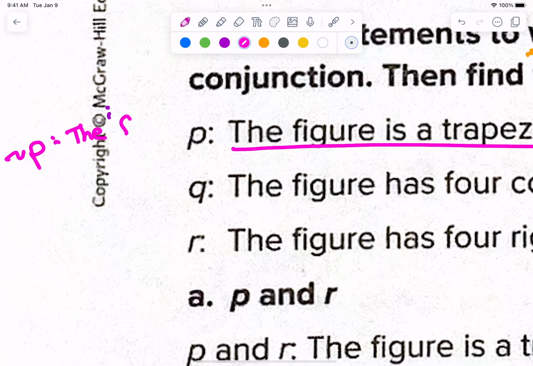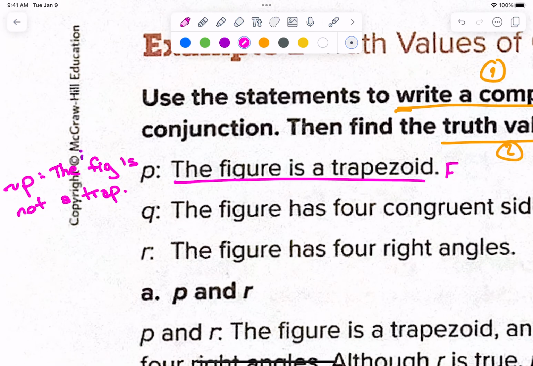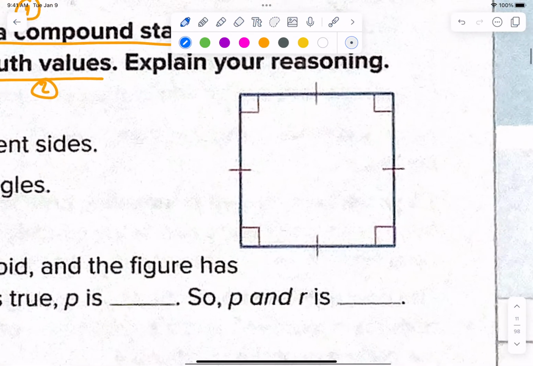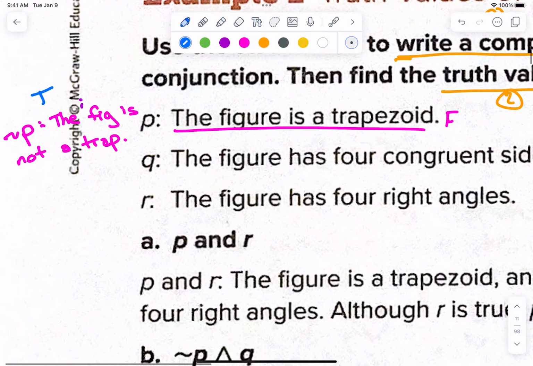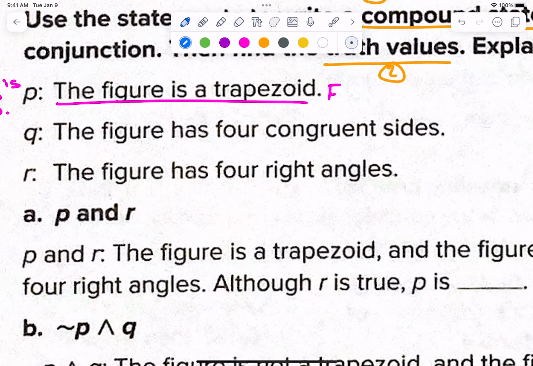The figure is not a trapezoid. True or false? True. Not P would be true, right? The figure is not a trapezoid. That's true, right? Okay, the figure is a trapezoid. False. The figure is not a trapezoid. True. Okay, Q says the figure has 4 congruent sides. True or false? True.